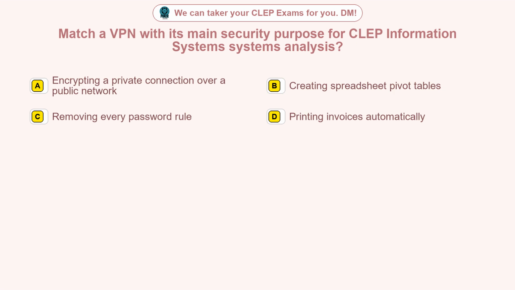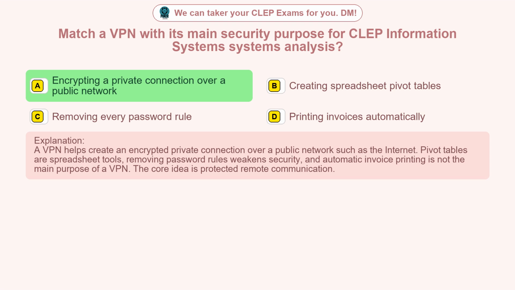Question 38. Match a VPN with its main security purpose for CLEP Information Systems analysis. Option A. Encrypting a private connection over a public network. Option B. Creating spreadsheet pivot tables. Option C. Removing every password rule. Option D. Printing invoices automatically. The correct answer is option A. Encrypting a private connection over a public network.